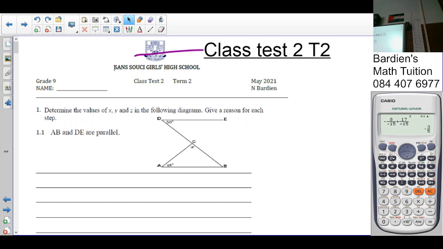So properly, take a different color pen out and write the memo down. Okay? The question says determine the values of x, y, and z in the following diagram. Give a reason for each step. We are also told that AB is parallel to DA.